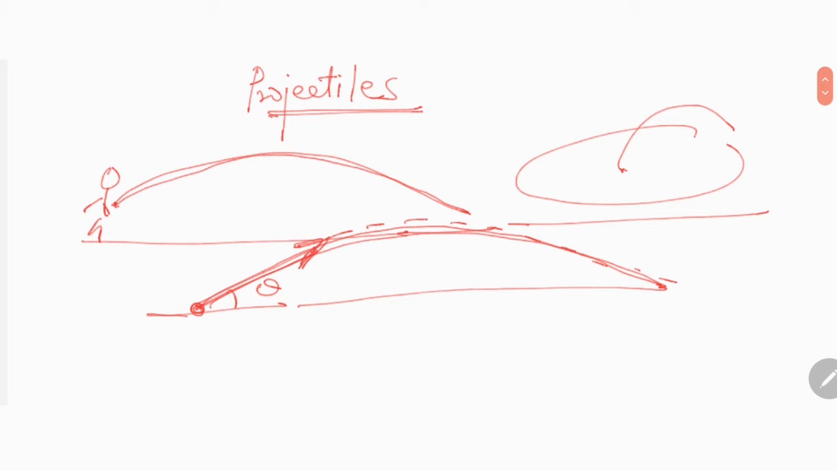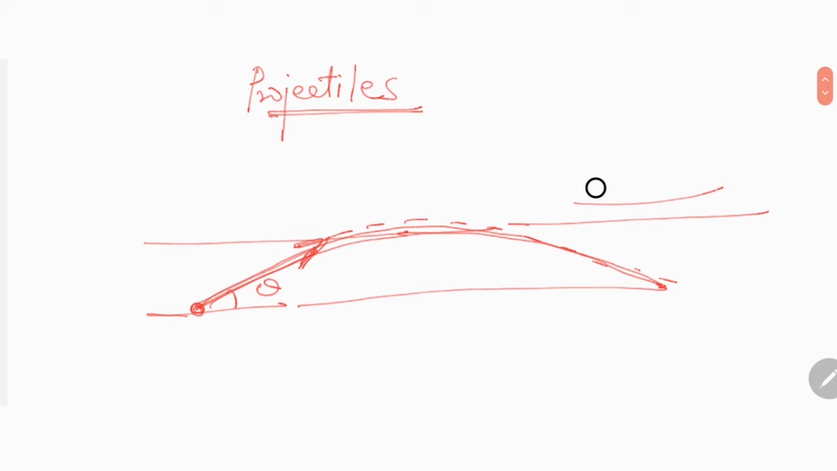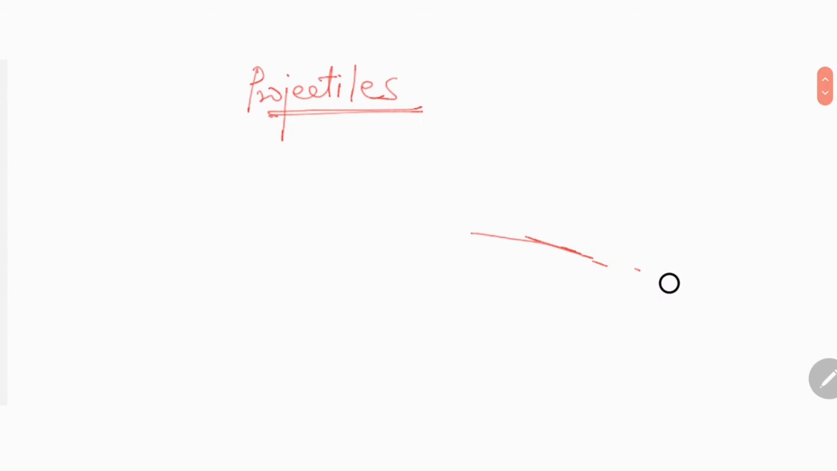So now that we understand what a projectile is, let's get on to it straight away without any further delay. Please understand the concept. We are not going to cover any derivations here. I just want you guys to understand the principles that govern the motion while an object is in a projectile.